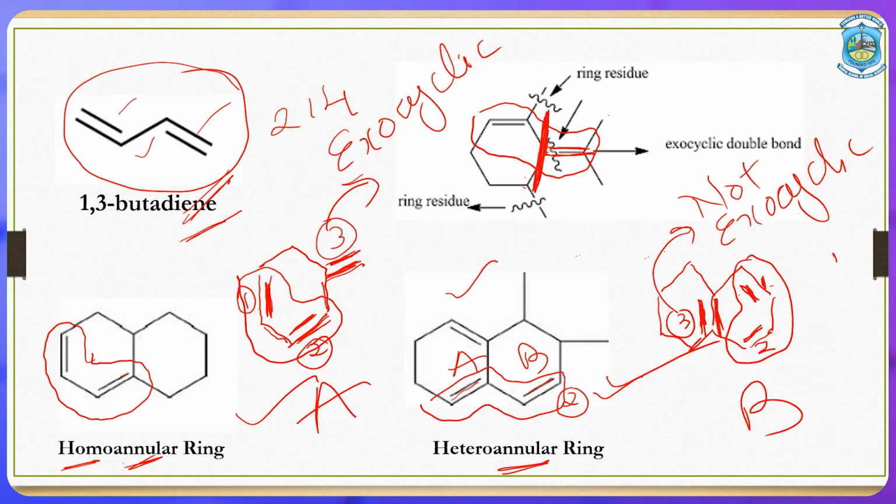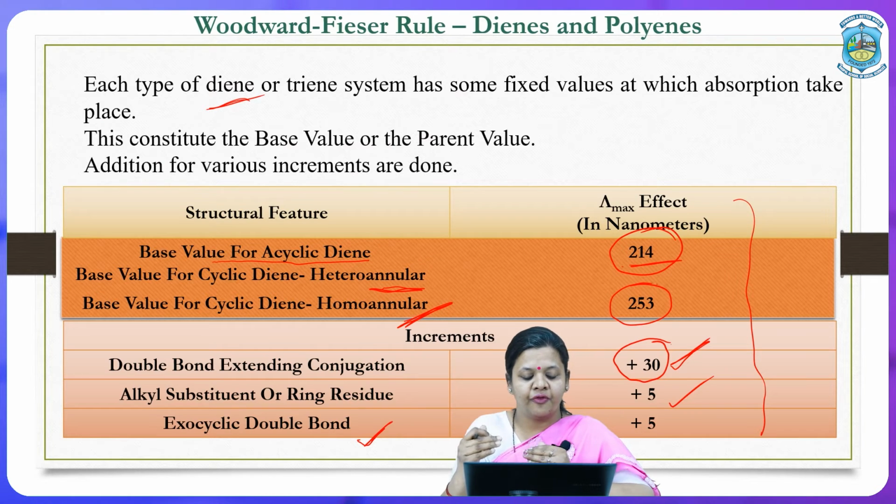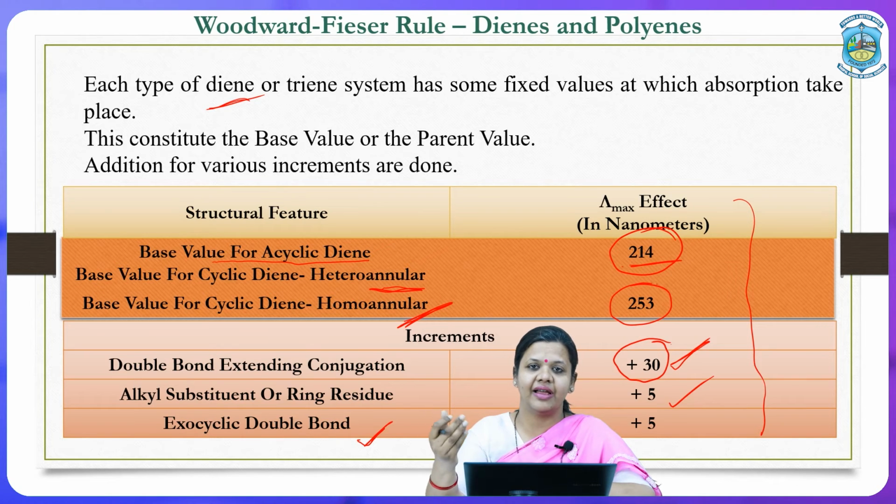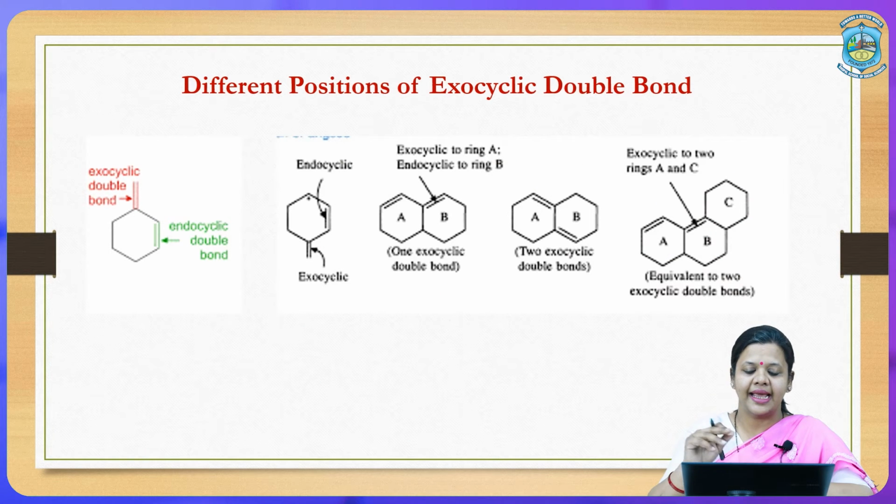So, we have seen three increments: the presence of extra conjugated double bond, the presence of alkyl substituents and ring residues, and the presence of an exocyclic double bond. Each of these additions for extended conjugation, ring residue and exocyclic double bond are added to the respective base value, and by finally adding these values, we can predict the calculated value of maximum wavelength for a given organic molecule. Let us do some exercises.